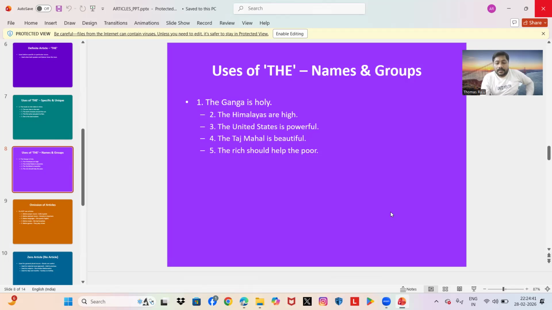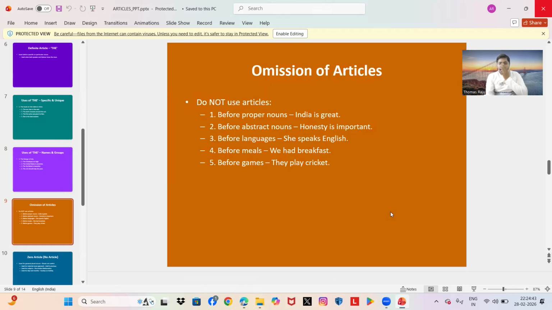So now, omission of article. So some nouns do not take articles. There we omit the articles, we leave the articles. అంటే కొన్ని నౌన్స్ ముందు మనం ఆర్టికల్స్ అనేటివి ఉపయోగించకూడదు. అలాంటి కేసు మనం ఏమంటాం అంటే ఒమిషన్ ఆఫ్ ఆర్టికల్స్ అంటాం. Omission of articles. Do not use articles before proper nouns. India is great. So before proper nouns we should not use article the. India is great we can say, but we should not say the India is great.